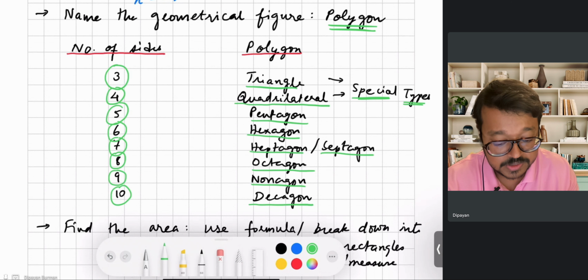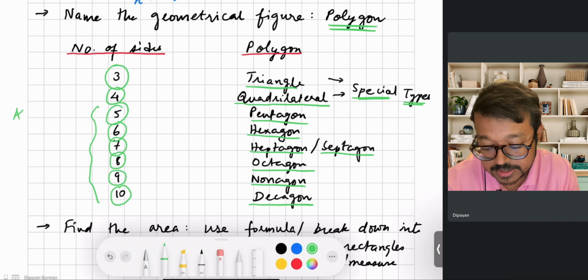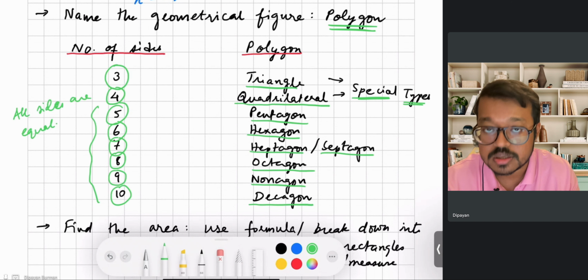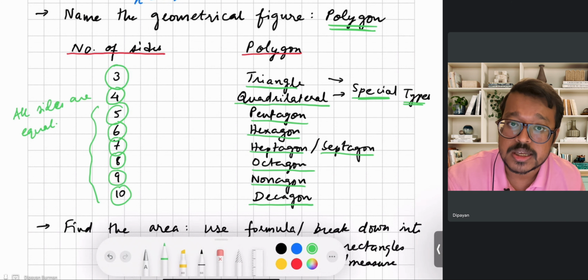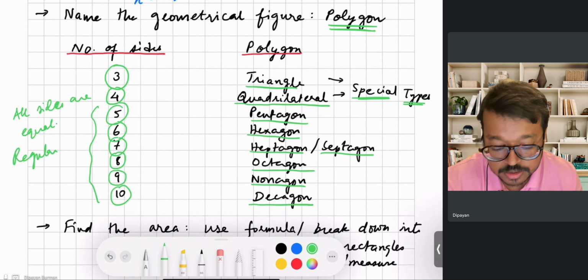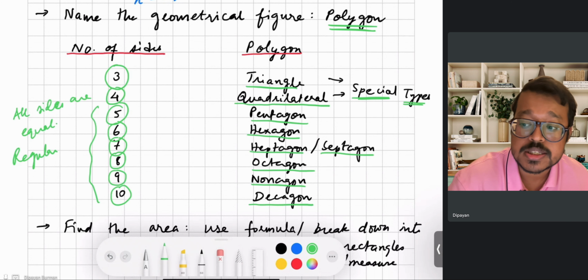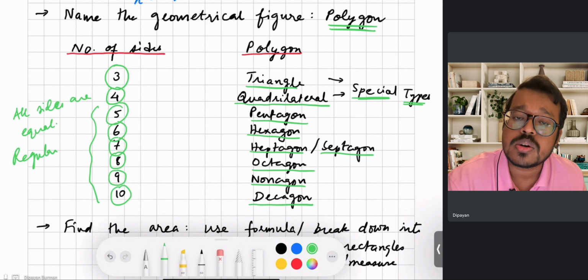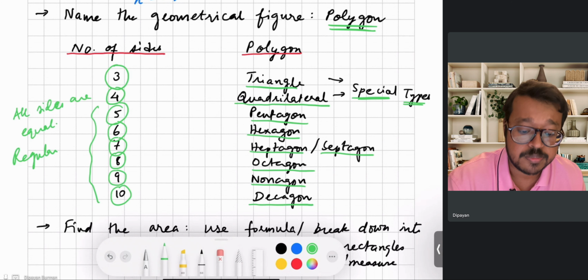Now for these figures, pentagon till decagon, if you find out that all sides are equal, either you can see that visually, or if you take your ruler and measure the sides, it's the same length for all the sides, then it becomes a regular polygon. So suppose if it had 5 sides and all the 5 sides are equal, you should mention it's a regular pentagon. If it's not regular, then there's no need to mention it's irregular, but if it's regular, we need to mention it's a regular polygon.